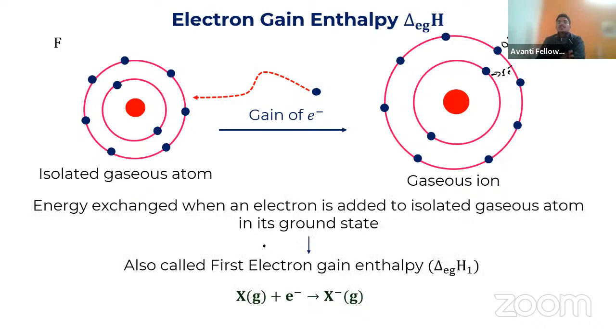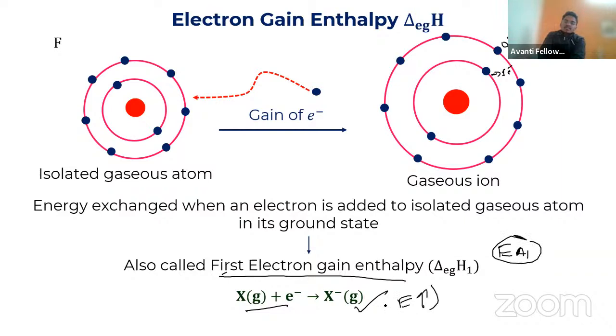Okay, so we can say, what is electron gain enthalpy? The minimum amount of energy released after gaining one electron. So here after gaining one electron, it becomes X minus. I hope you guys are clear. And this is also called the first electron gain enthalpy. We can also call it EA1. So after adding one electron, there is a release in energy. So always remember, electron gain enthalpy is generally exothermic for certain species.